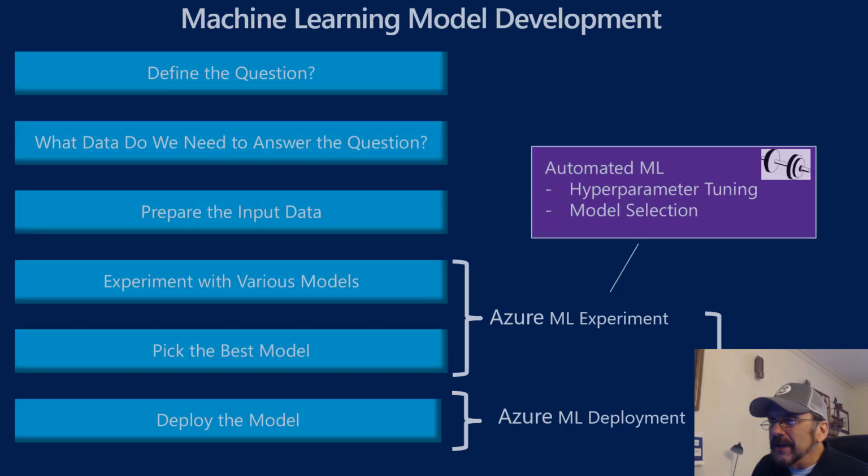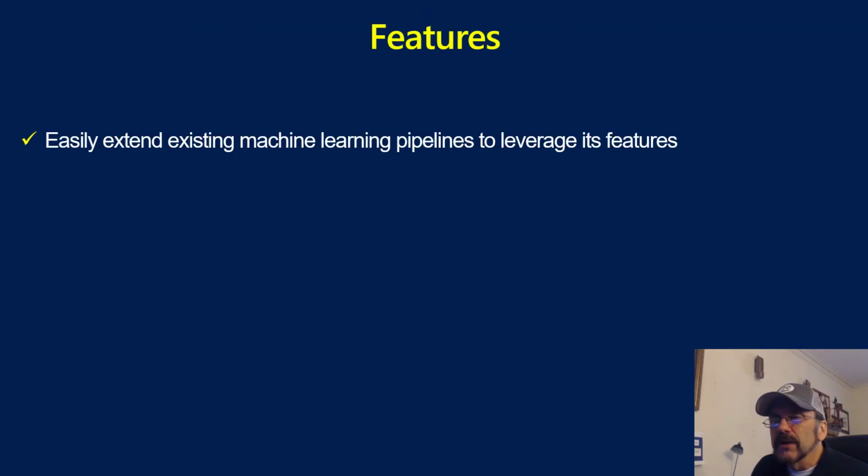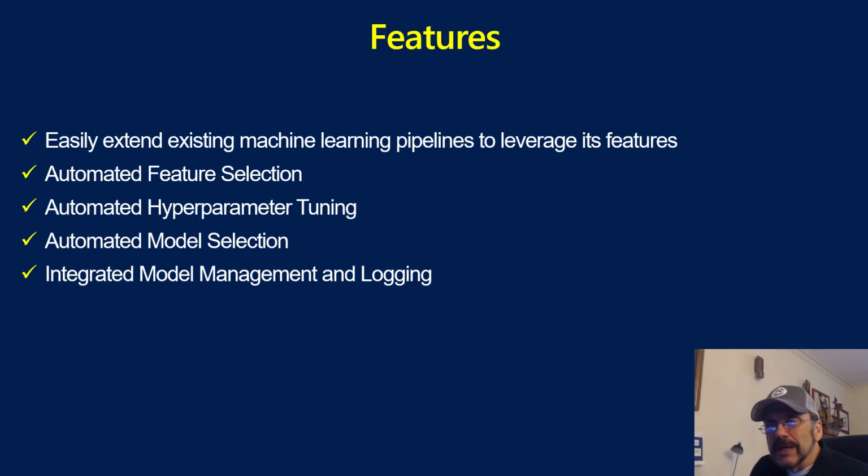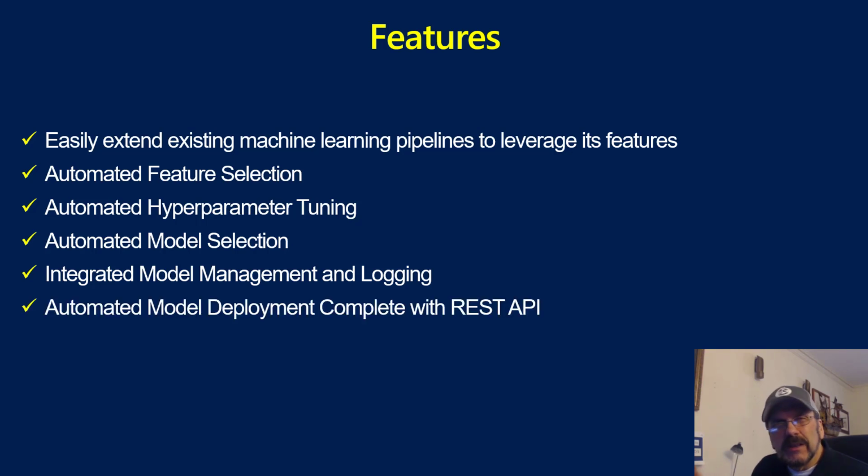All right, so we kind of get that here. Let's take a little step forward now and talk a little more about the features that we have here. So we can easily extend existing machine learning pipelines to leverage the features. We get the automated feature selection. We can get automated hyperparameter tuning, automated model selection, integrated model management and logging. Meaning we can log things that are going on. Anything we want to log, there's actually features we can log it and track it.